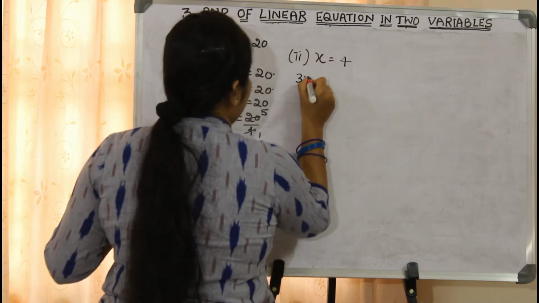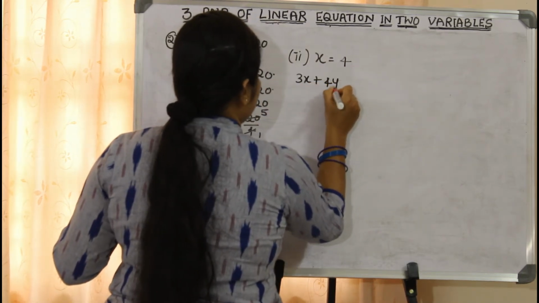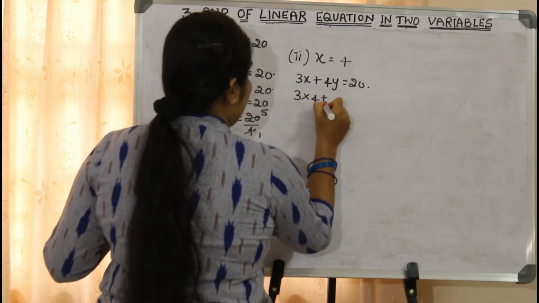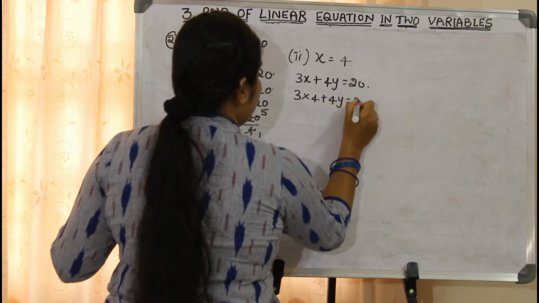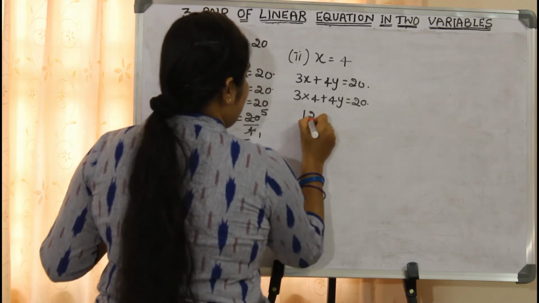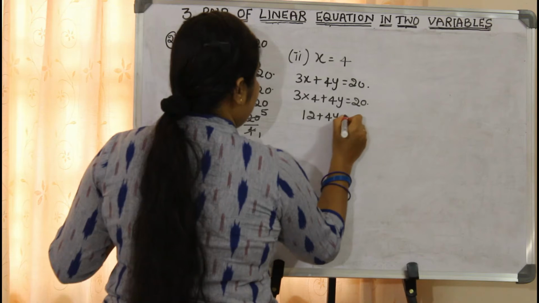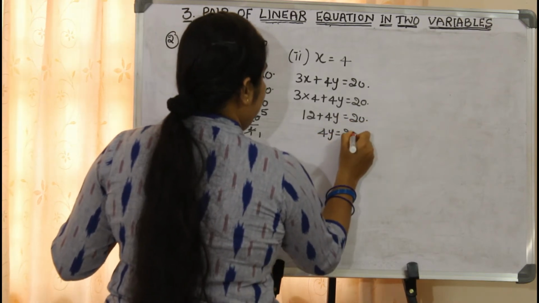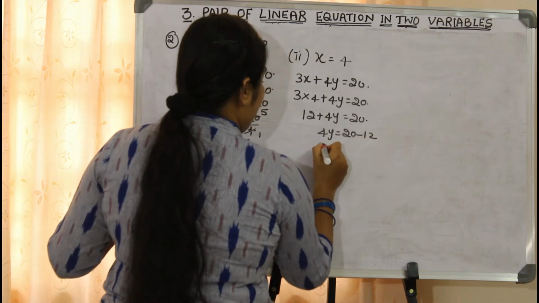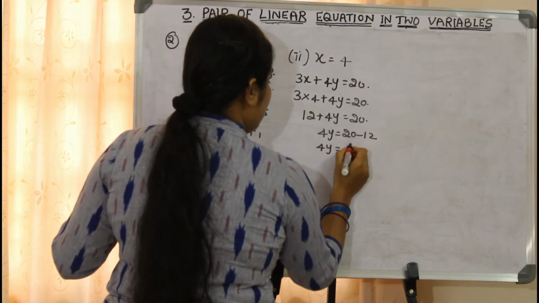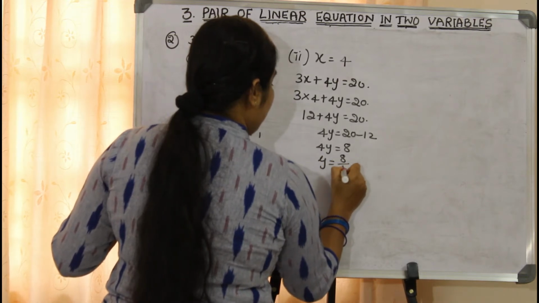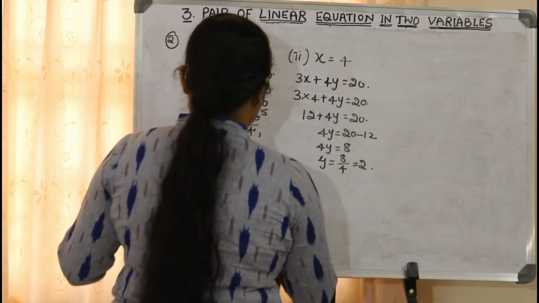Then this will become again 3x plus 4y is equal to 20. So 3 into 4 plus 4y is equal to 20. So this is 12 plus 4y is equal to 20. 4y is equal to 20 minus 12, and 4y is equal to 8, and y is equal to 8 by 4. So it is equal to 2.